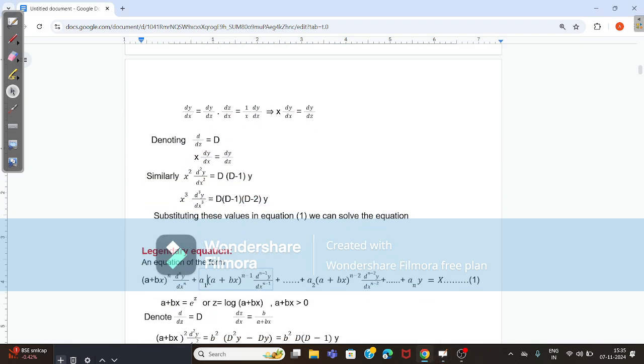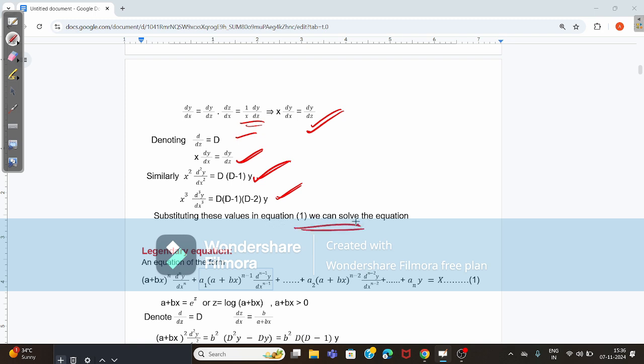Now, dy/dx = dy/dz times dz/dx. Okay. Now, (1/x) dy/dz gives the value x dy/dx = dy/dz. Denoting d/dz = capital D, x dy/dx = dy/dz. Okay, in the place of x^2 d^2y/dx^2 you can write D(D-1)y, and in the place of x^3 d^3y/dx^3 = D(D-1)(D-2)y. Substituting all these values in equation 1, we can solve the equation.